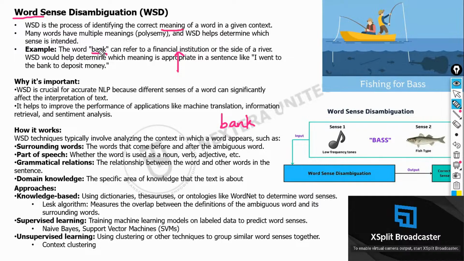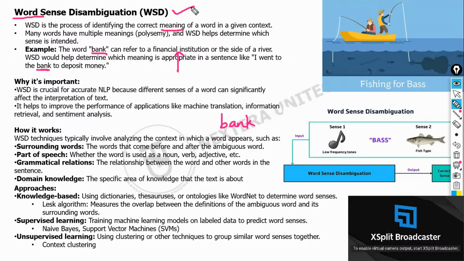But what does the same bank refer to with respect to a river? The side of a river is also called a bank. So there is a lot of difference for the same word depending on the sentence. I went to the bank to deposit money. So this is representing the financial institute. I am sitting on the banks of the river. So that is referring to the side of a river. So there is a difference, and the correct meaning can be identified by word sense disambiguation.